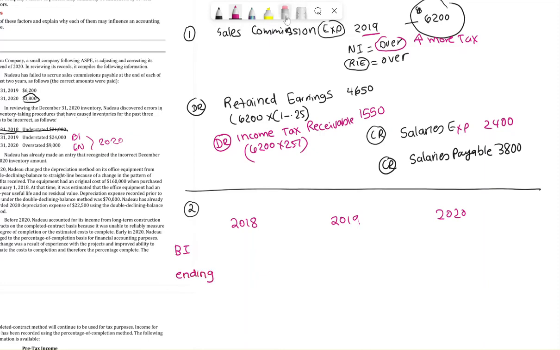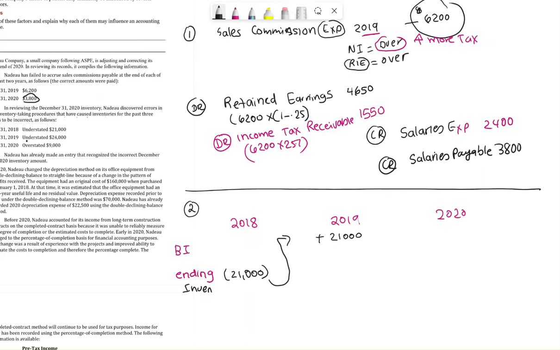So in the first part, they said that the ending inventory was understated. If it was understated, it means that we should have deducted more amount. So that's my ending inventory. If that was the adjustment, what I had to do is, if this was under, this was also under, that means I had to add the 21,000.